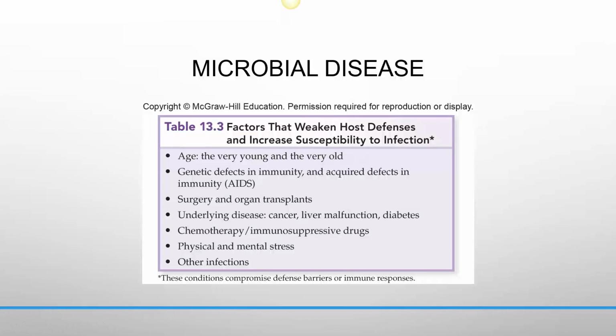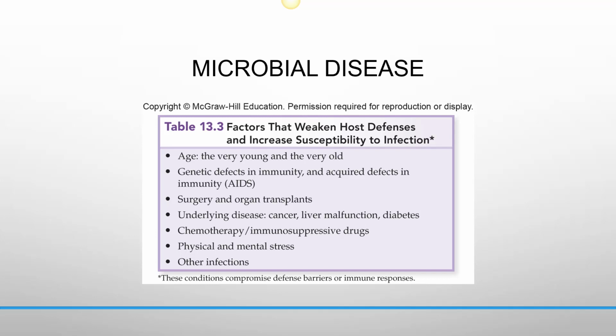So how do microorganisms cause disease? Well, there's true pathogens, and true pathogens can cause disease even in the healthy. And then there's opportunistic pathogens that wait for an opportunity to cause an infection. Those opportunities include age, so the very young and the very old are more susceptible to infection. The very young are initially developing their immune system. The very old are starting to lose some of their immune cells.